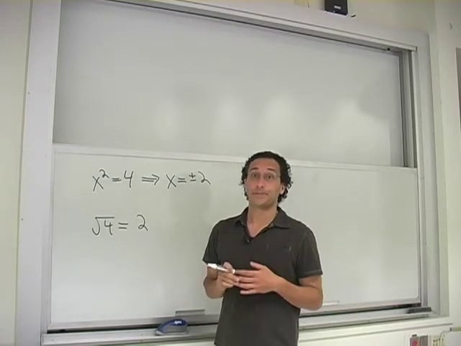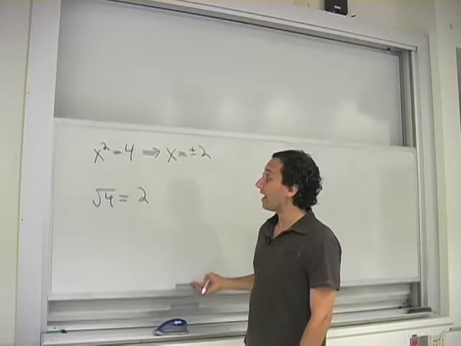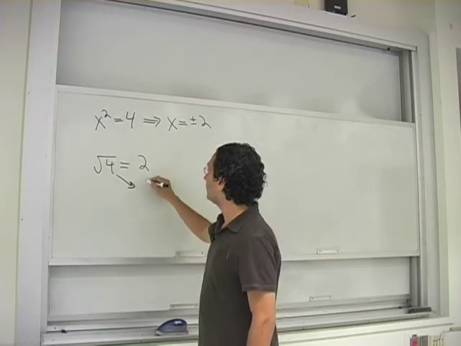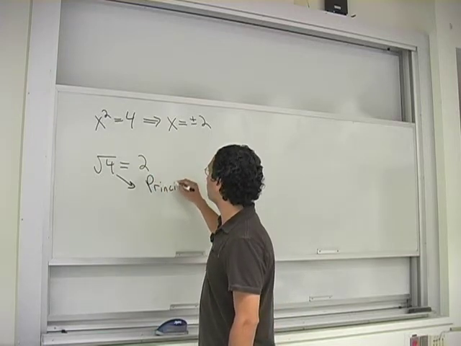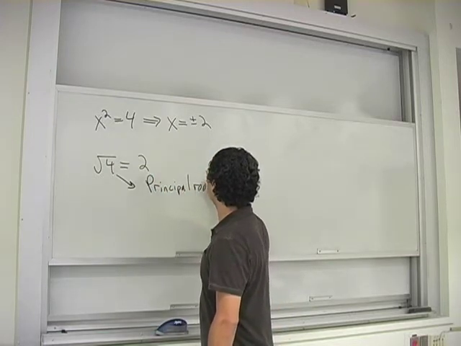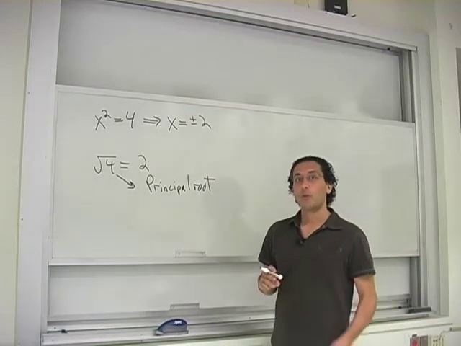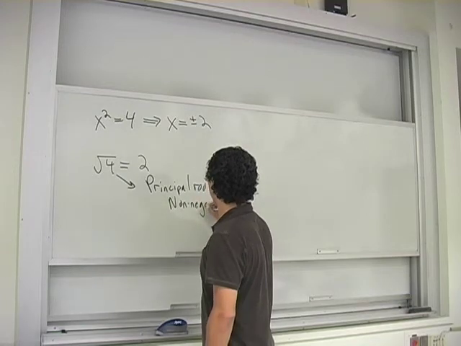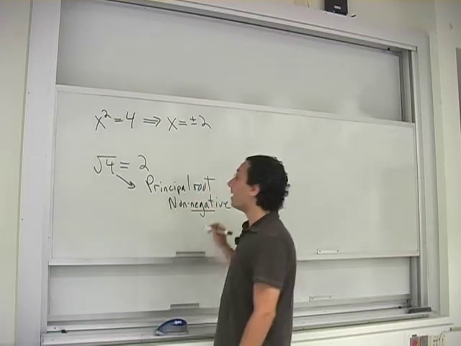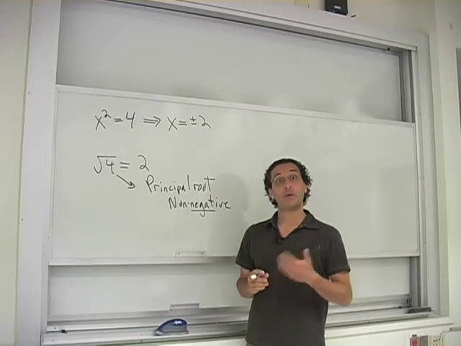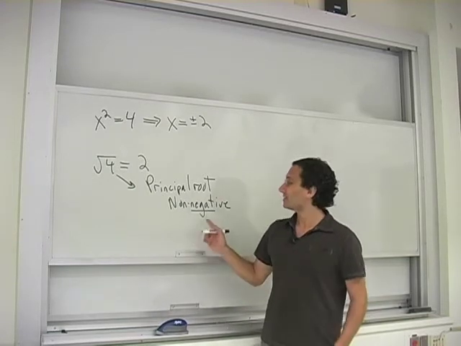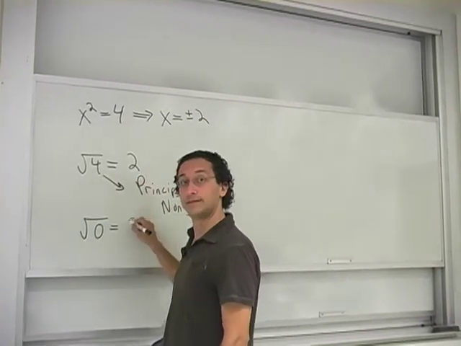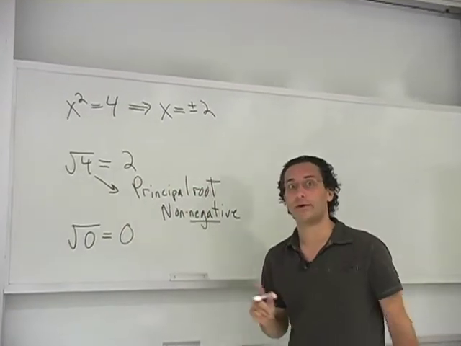So why is that? Well, the way that we define the square root is we take its principal root. We take the non-negative number by which when we square it, we get back the original number. And the reason I say non-negative is the square root of 0 is 0. So that allows us to include 0 in our discussion.